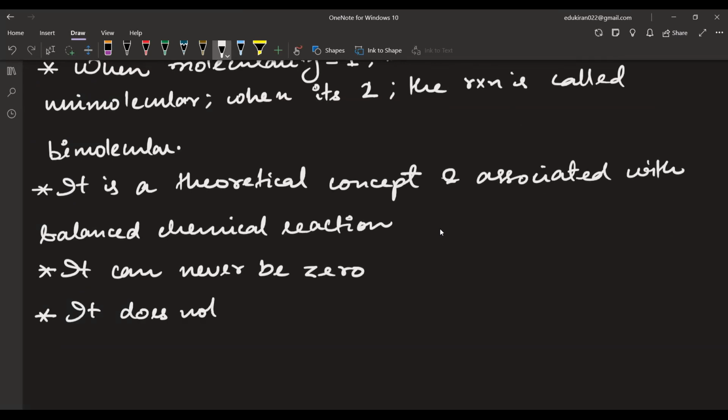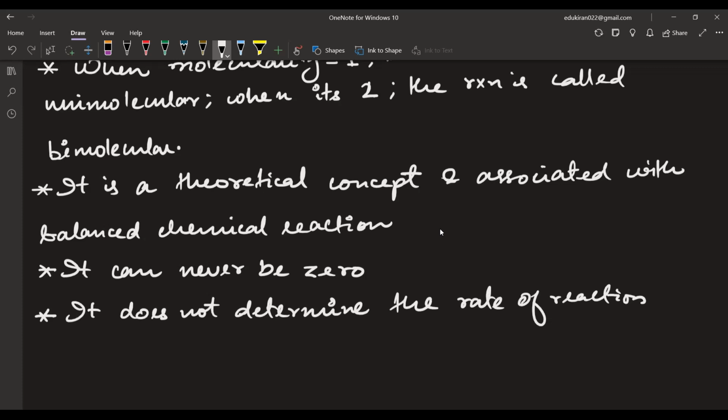It does not determine the rate of reaction. Since rate of reaction is an experimental concept and this is a theoretical concept, that is why this theoretical concept cannot be used to calculate or determine the rate of reaction. Right, next.